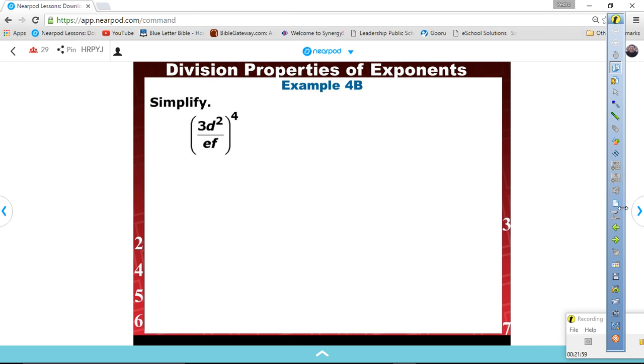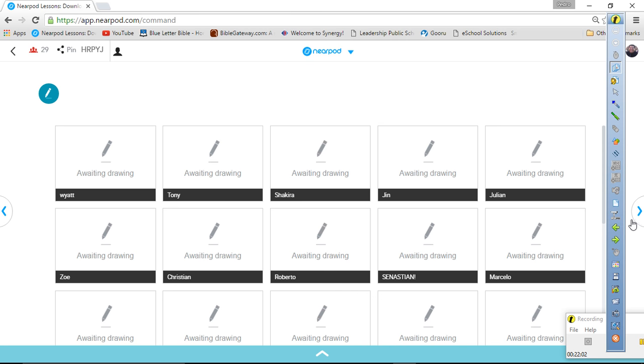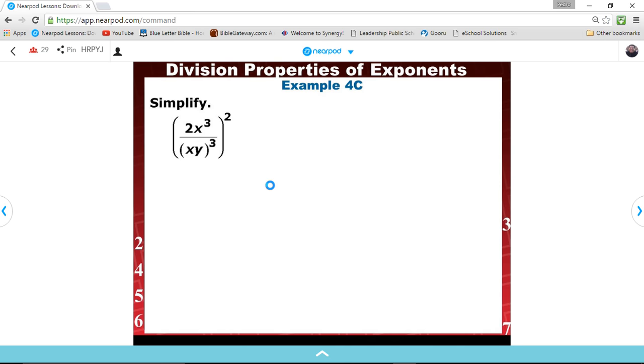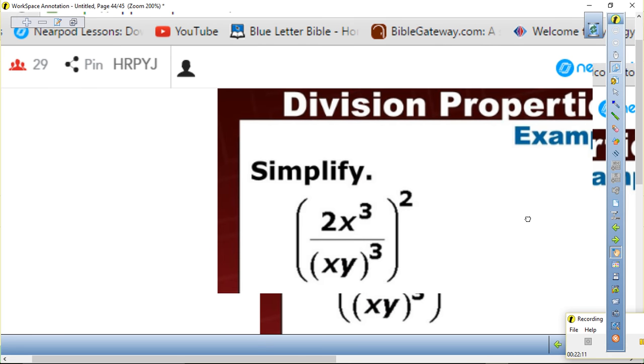Let's do one more of these. How about this one, 4C. Example 4C. Let's see how you do with this one.